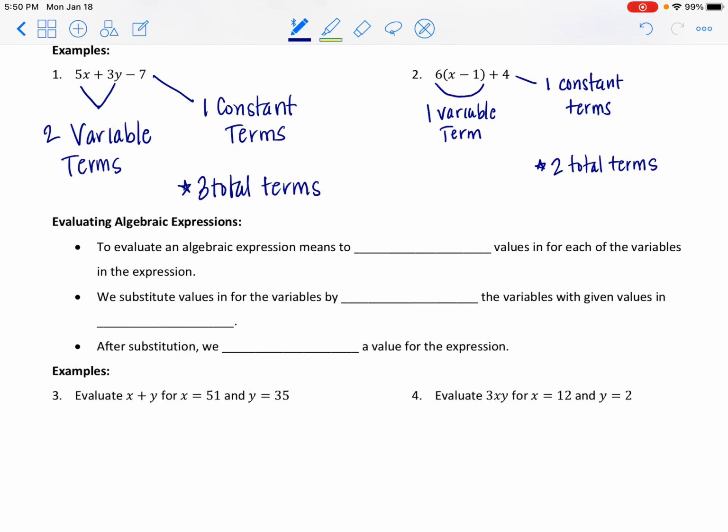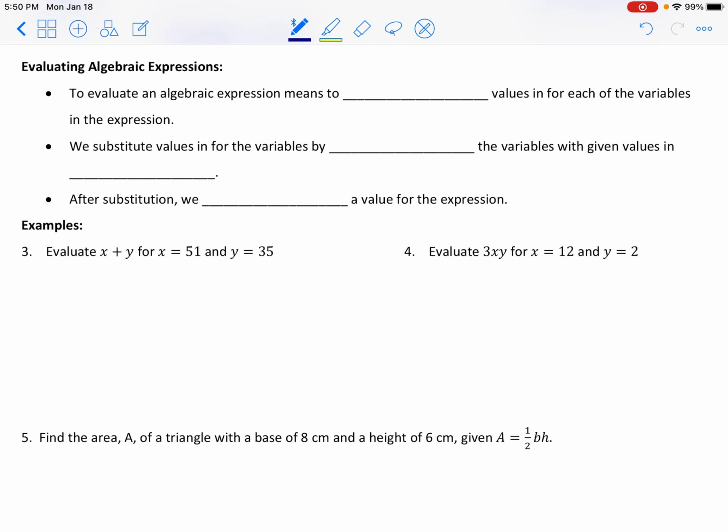One of the first things that we'll be looking at doing mathematically here is evaluating algebraic expressions. If we're going to evaluate an algebraic expression, it means that we're going to substitute values in for each of the variables in that expression. Now we substitute in those values by replacing. When we substitute, basically we are replacing the variable we're given with the given value, and when we substitute it in, we want to make sure we use parentheses to do so.